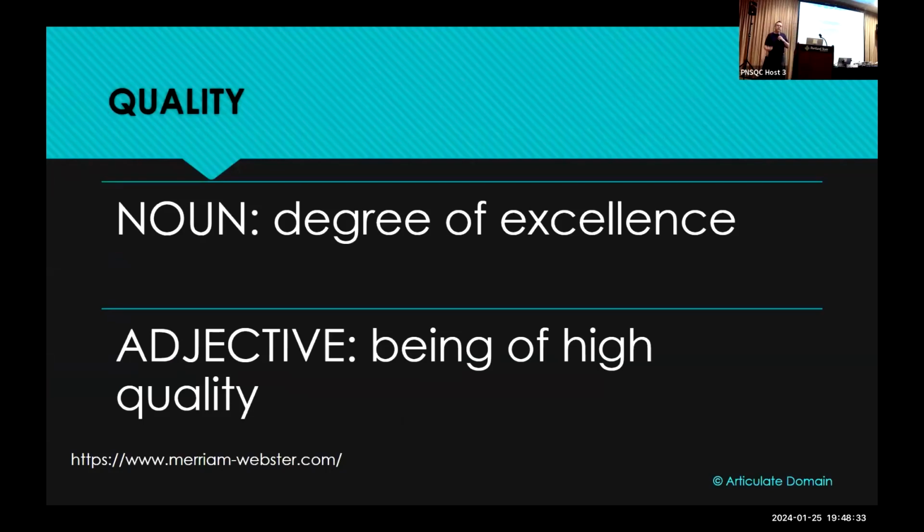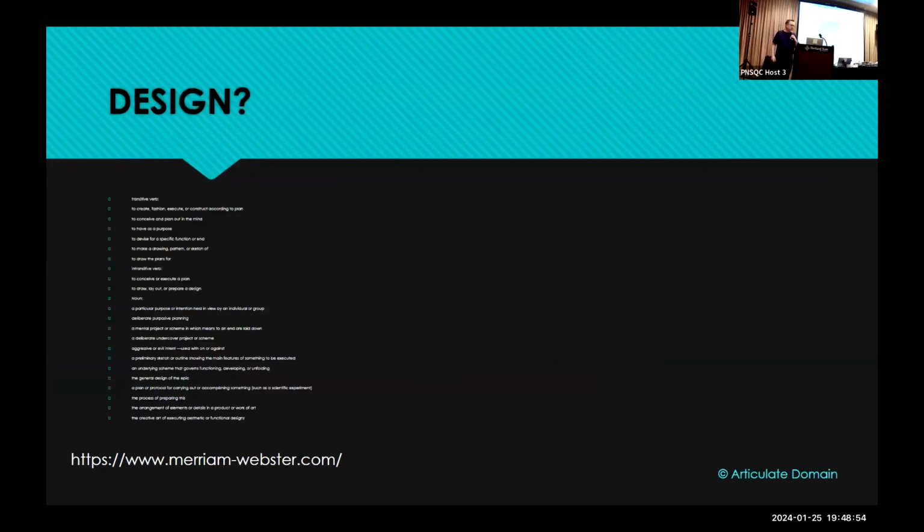All right, so quality. We all kind of agree on this idea of quality. It's a very subjective thing. What one of us believes is a quality coffee maker may be different than what somebody else thinks is a quality coffee maker, but we all kind of have an idea that we want it to work to the level that we want it to, with some level of excellence, if we want quality. Design.